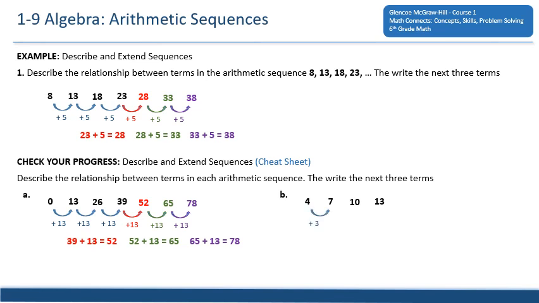So B, we have 4, 7, 10, 13, and we go from 4 to 7 by adding 3. 7 plus 3 is 10. 10 plus 3 is 13. 13 plus 3 is 16. 16 plus 3 is 19. And 19 plus 3 is 22.